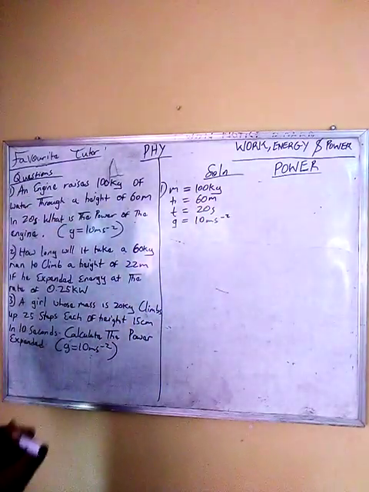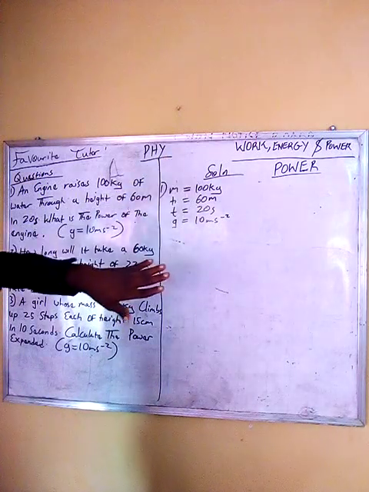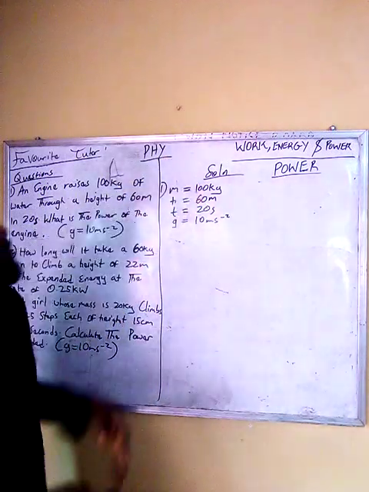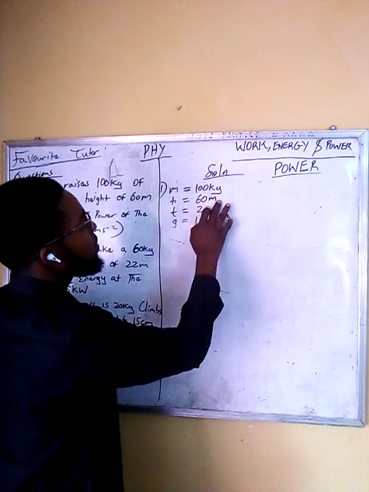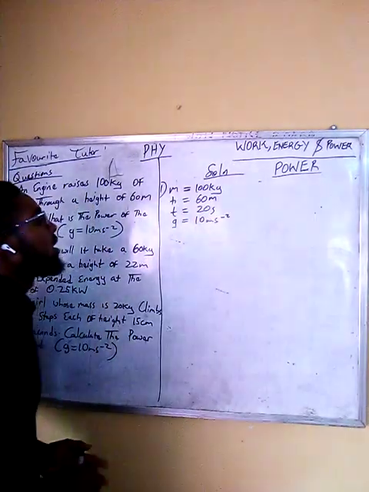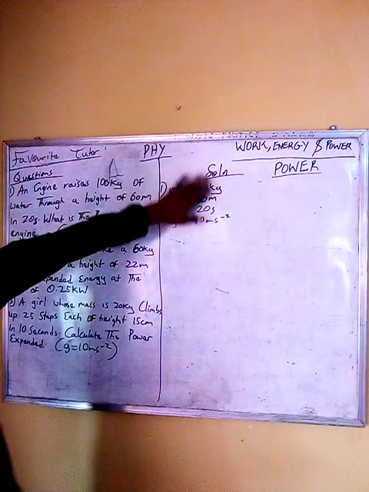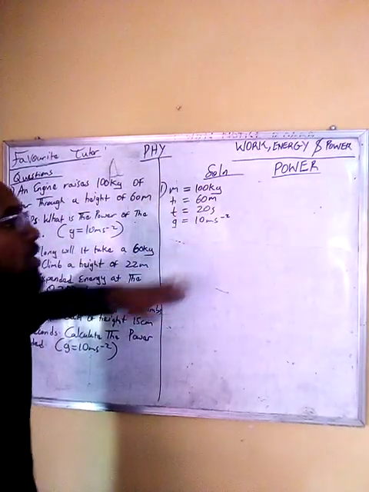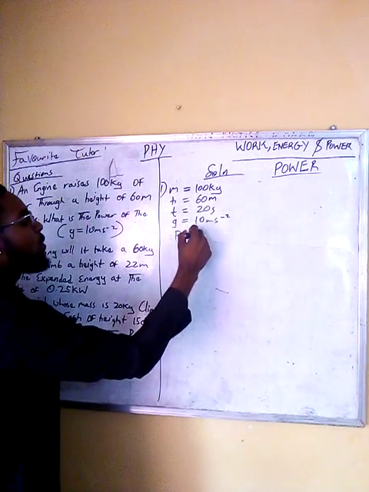Now, if we look at all these quantities, are they in their respective units? Mass in kilogram? Yes. Height in meters? Yes. Time in seconds? Yes. Acceleration due to gravity in meters per second squared? Yes. They are all in their respective units, so we are good to go. And we are looking for power.